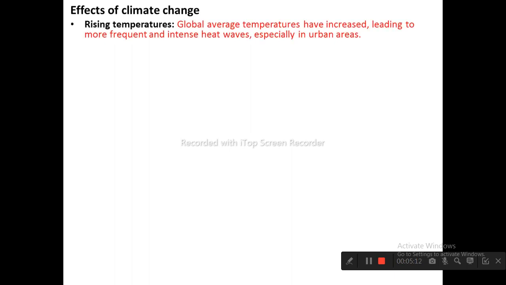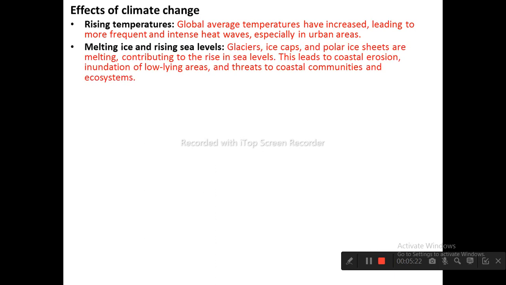Effects of climate change. Rising temperatures. Global average temperature have increased, leading to more frequent and intense heat waves, especially in urban areas. Melting ice and rising sea levels. Glacier ice caps and polar ice sheets are melting, contributing to the rise in sea levels. This leads to the coastal erosion, inundation of low-lying areas, and threats to coastal communities and ecosystem.